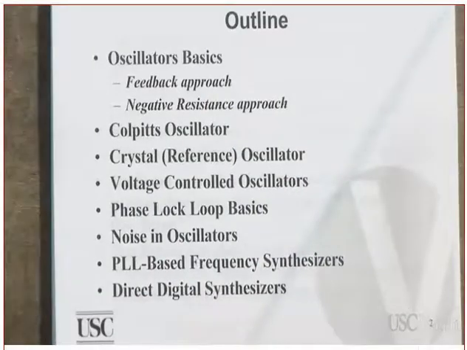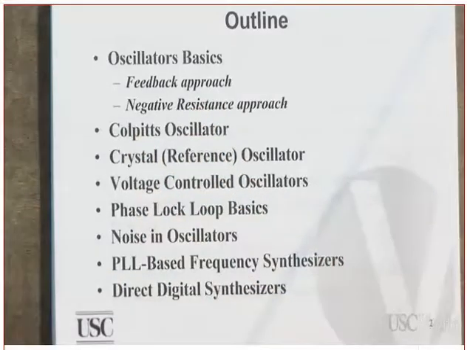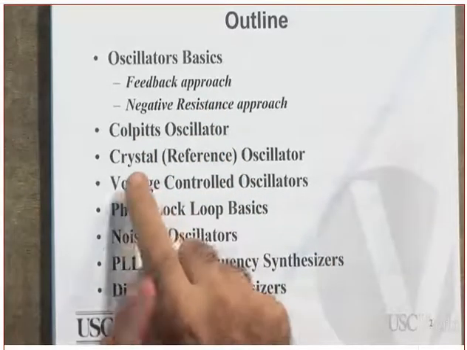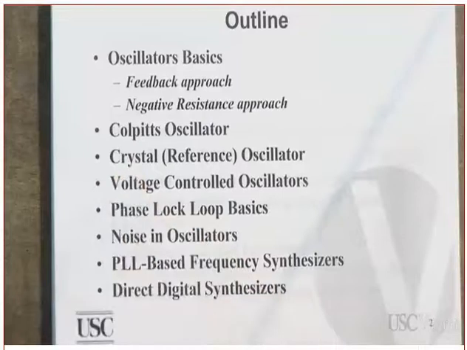We will look at different types of oscillators. The most widely used of them is known as the Colpitts oscillator. We will look at highly stable types of oscillator, which we call crystal oscillators, usually used as reference oscillators. We will look at VCOs. VCO stands for voltage controlled oscillator. We will look at the basics of phase lock loops.